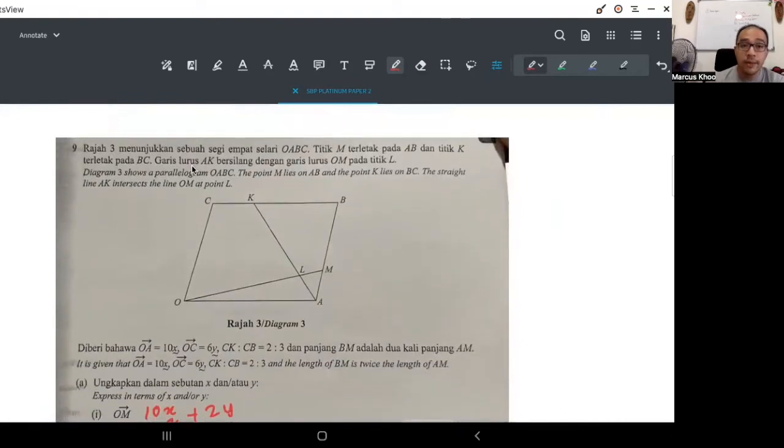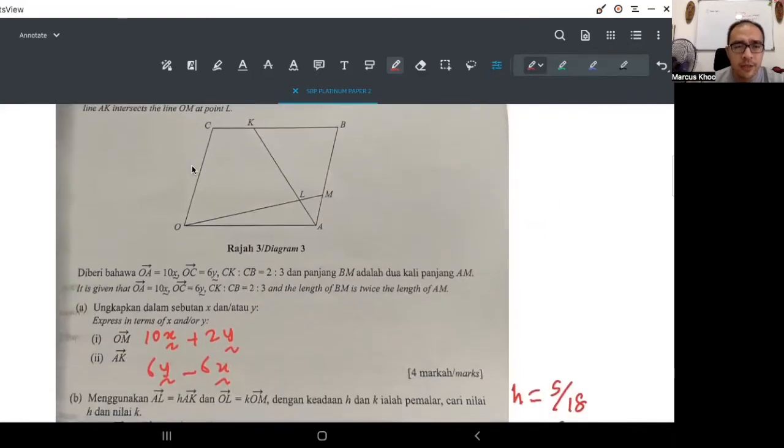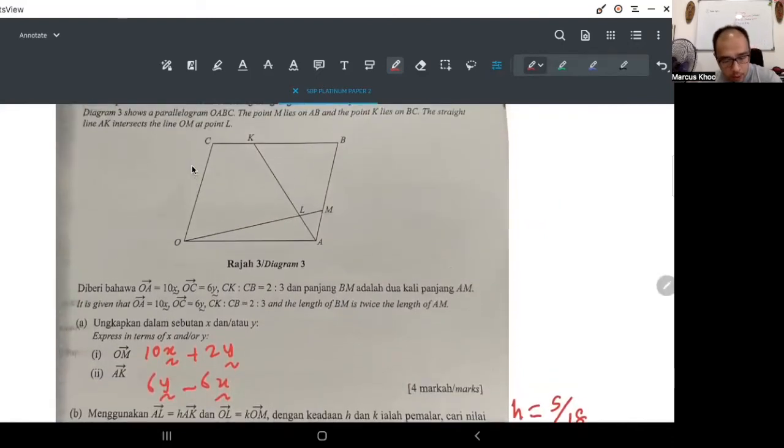Okay, number 9. Diagram 3 shows a parallelogram OABC. The point M lies on AB and the point K lies on BC. Everything is given over there. Let's mark it down. OA is 10x, OC is 6y. CK and CB is 2 and 3, so this is 2, and this is 1. Am I right? CK and CB is 2 and 3, so it means KB is 1.